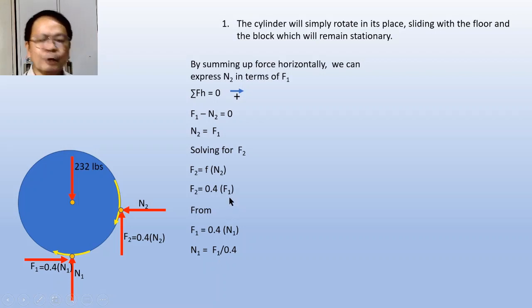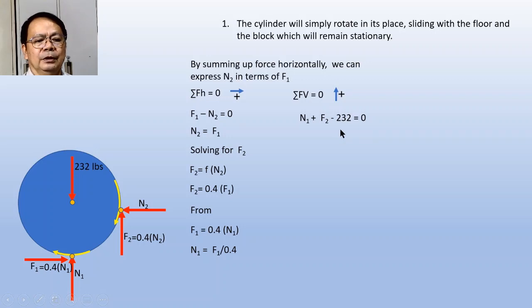Now, if we're going to apply the other condition of equilibrium, that is summing up forces vertically equal to 0, and we consider the direction of force directed upward be positive, therefore our equation for the summation of forces becomes N sub 1, this one, plus F sub 2 minus 232 shall be equal to 0.